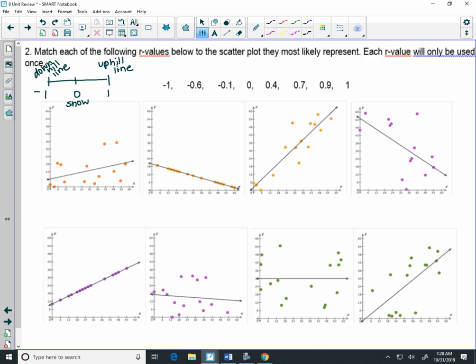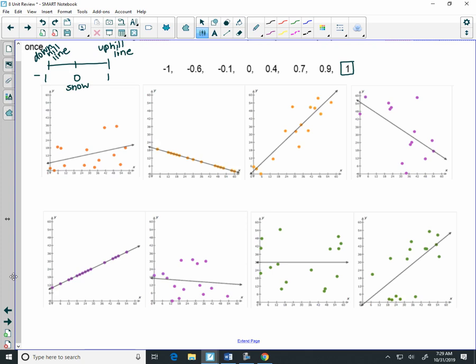So I think it's easiest when you're asked to label like this. The easiest way to go about it is really go find 1 and -1, find the one that looks like snow, and then narrow down from there. So I'm going to look for +1 first. +1 is going to be an uphill, and my dots are going to be close to a line, so that's going to be this one on the bottom left. So that's R equals 1. And we're only going to use each one of these once, so done.